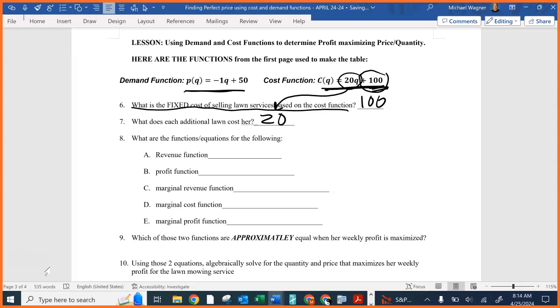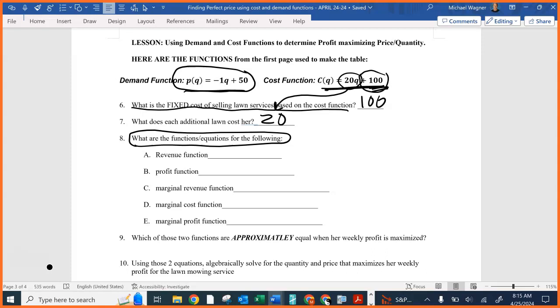All right. So now we're going to get into the functions that we can derive from these demand and cost functions. The first is a revenue function. Now, what we know is the demand function will give us a combination of quantity and price. So for example, if I wanted to sell a quantity of 20 lawns, what price would bring me in 20 lawns, right? It gives you the relationship.